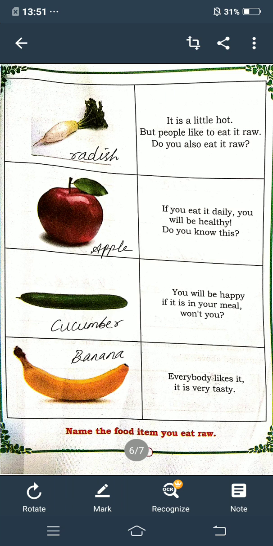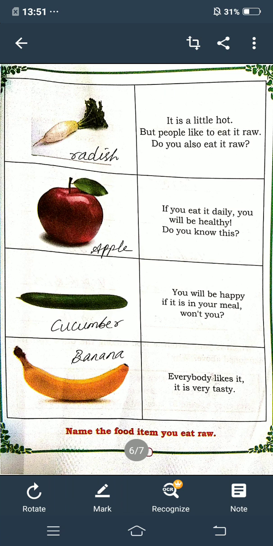Next is cucumber. If you eat this one, you will be happy if it is in your meal, won't you? So you will be happy if it is in your meal, means lunch or dinner.